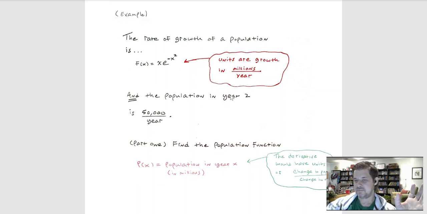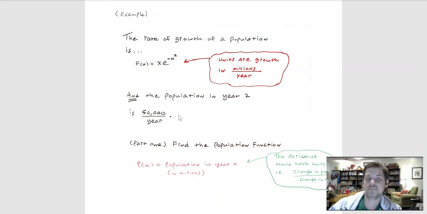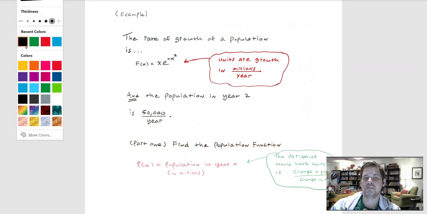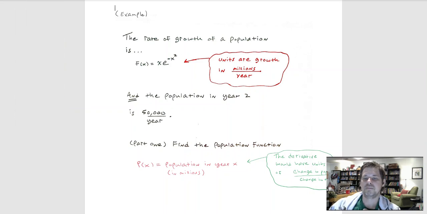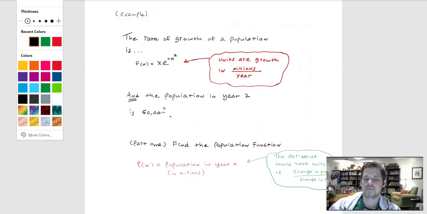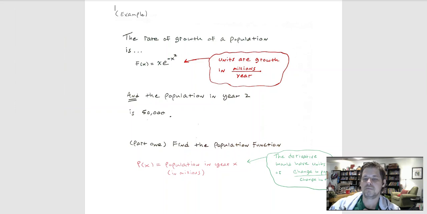And then we're given this secondary bit of information that it so happens to be that the population in year 2 is 50,000. Okay, I made a little mistake there. I'm sorry about that. So hold on just a second. Let me correct something. It's 50,000. Okay, it's not 50,000 per year. It's just 50,000. Okay, all right, got that fixed up. So the population year 2 is 50,000.